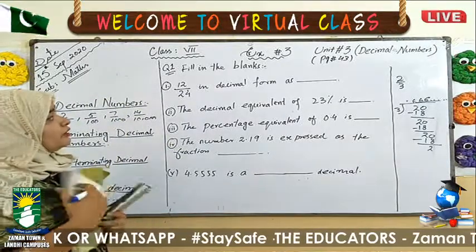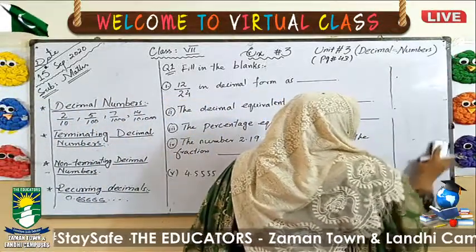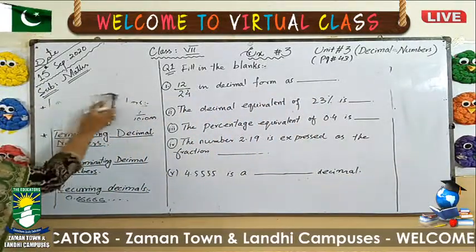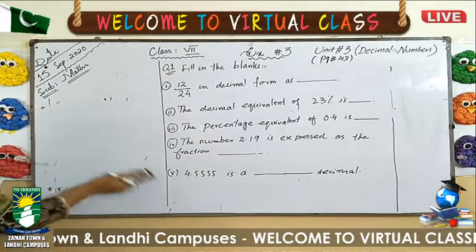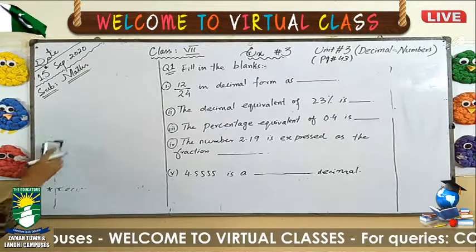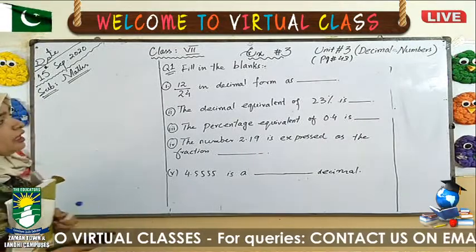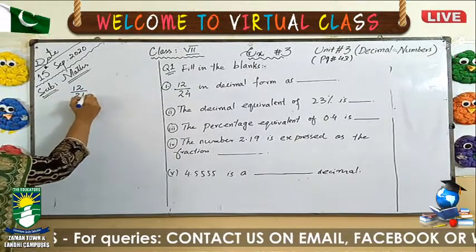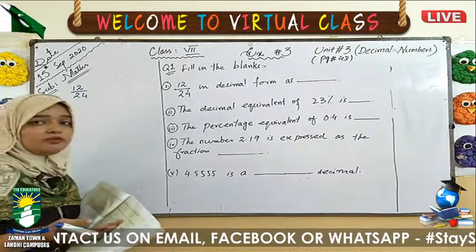Now students, here I have fill in the blanks, which is question number 1 in your book. I am explaining here how you will give the answers to these blanks. Your blank number 1 is 12 upon 24 in decimal form. There are many methods to change it into decimal form, but here we will use the direct division method.